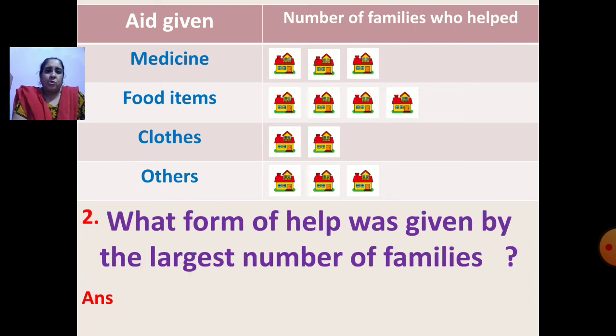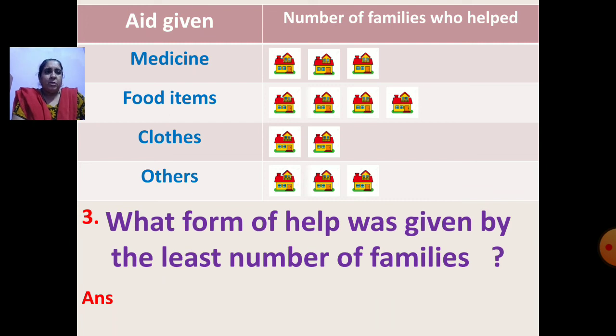Now, second question. What form of help was given by the largest number of families? Here you can see where you can find more houses. Food items. Yes, in front of food items. So, what form of help was given by the largest number of families? Yes, food items were given by the largest number of families. Okay.